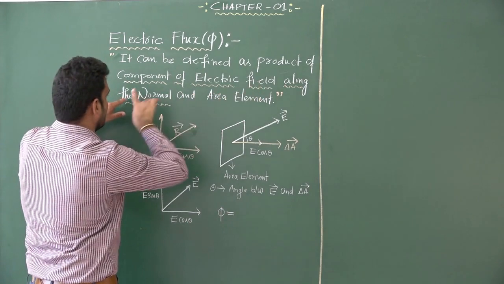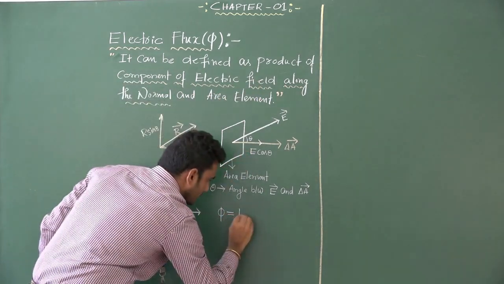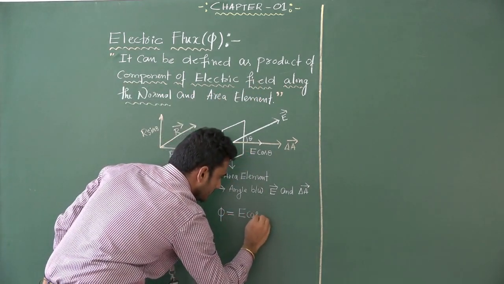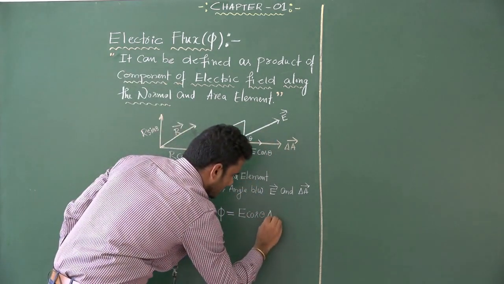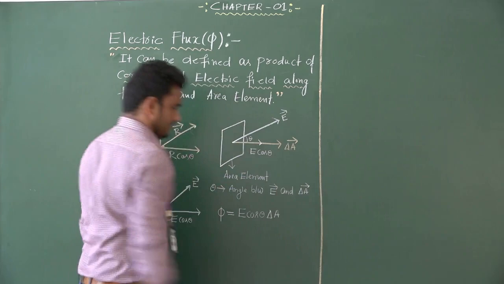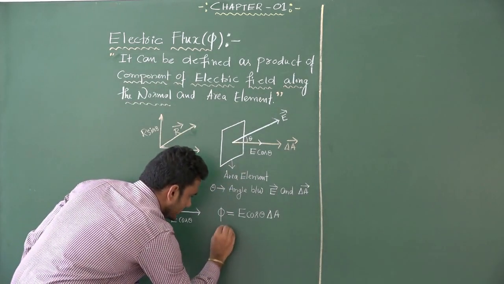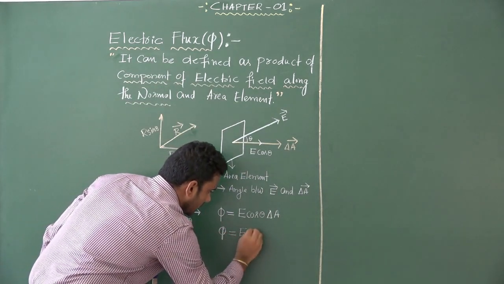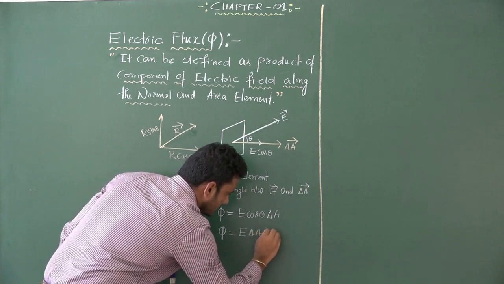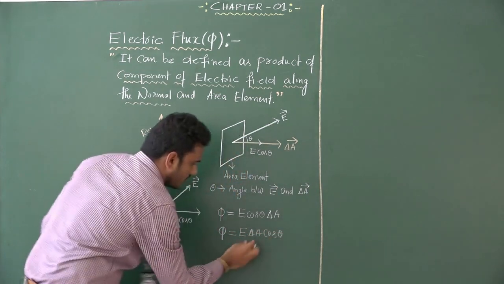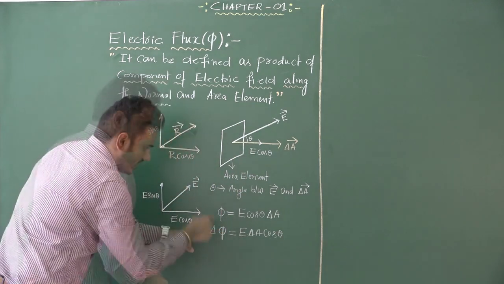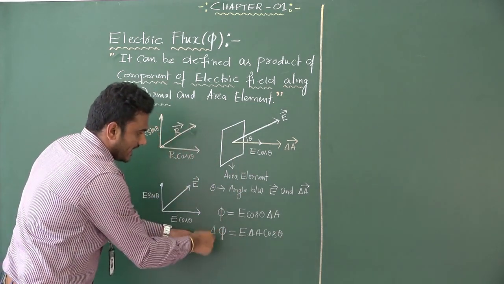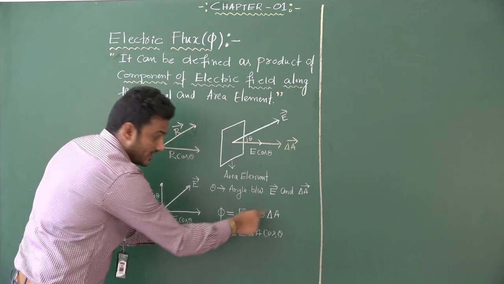The component of electric field along the normal is E cos theta and the area element is delta A. So we can write it like this: E delta A cos theta. Since we are talking about the area element, it would be delta phi. This represents electric flux through the area element.